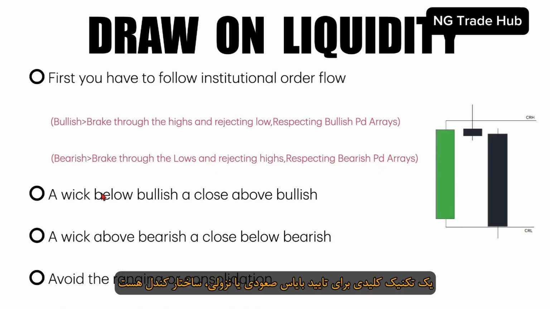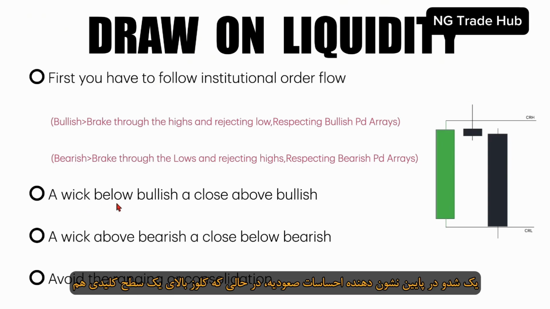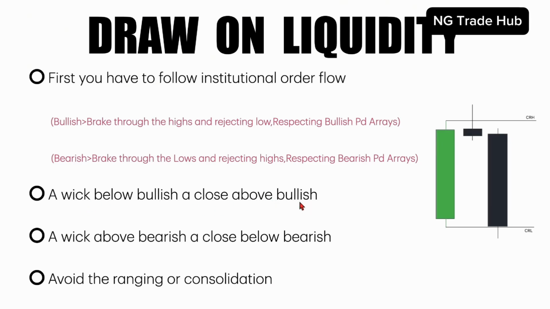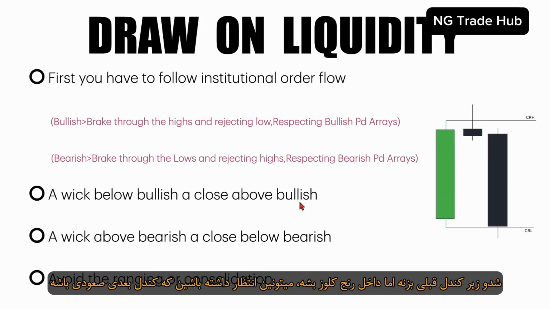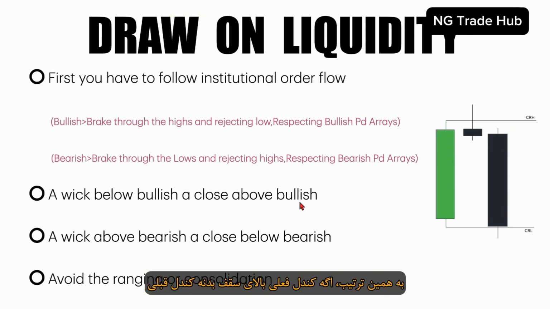A key technique to confirm bullish or bearish bias is candle structure. A wick below indicates bullish sentiment, while a close above a key level also signals bullish strength. For example, if a candle, whether on the daily, weekly, 4-hour, or 1-hour time frame, wicks below the previous candle but closes within the range, you can expect the next candle to be bullish. Similarly, if the current candle closes above the high of the previous candle's body, you can anticipate bullish movement in the following candle. The same concept applies in reverse for a bearish bias.